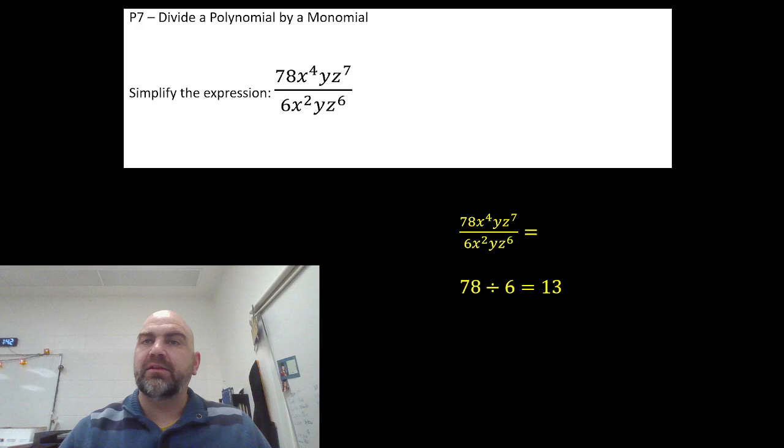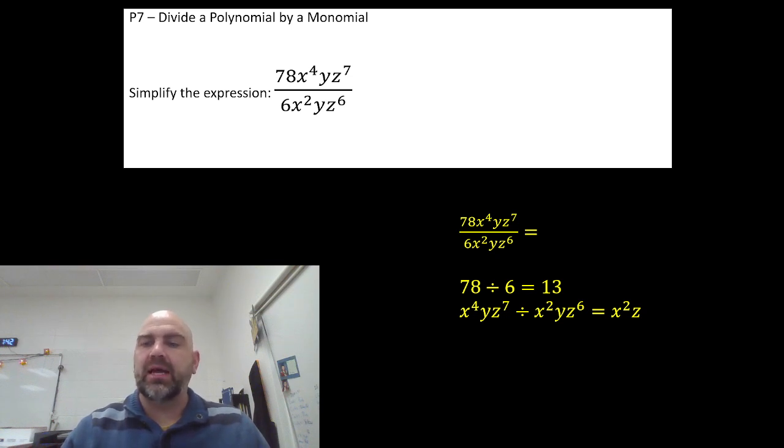Now we're going to look at that division piece where we're going to take each letter from the top and subtract how many we have on the bottom. So x to the 4th divided by x squared leaves us with x squared. y, take away a y, it's gone, cancels it out. And z to the 7th divided by z to the 6th means that there's going to be one z remaining. And so our remaining pieces there are going to be x squared z.